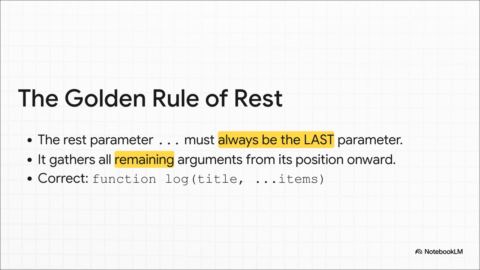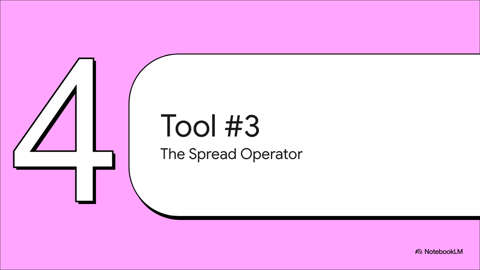Items will describe whatever is left over. All right, our third tool uses the exact same three-dot syntax we just saw, which I know can be a little confusing at first. But here's the twist. It does the complete opposite job. Let's meet the spread operator.